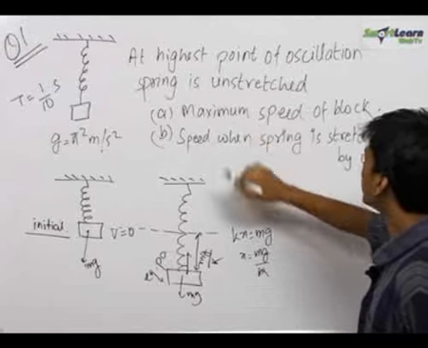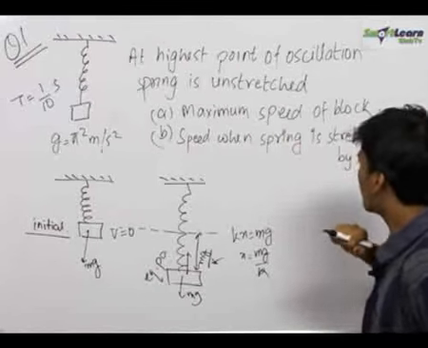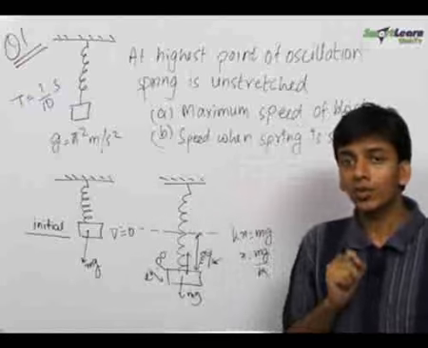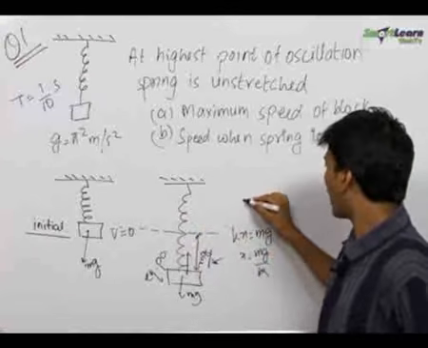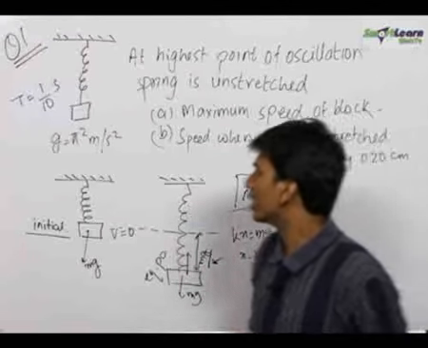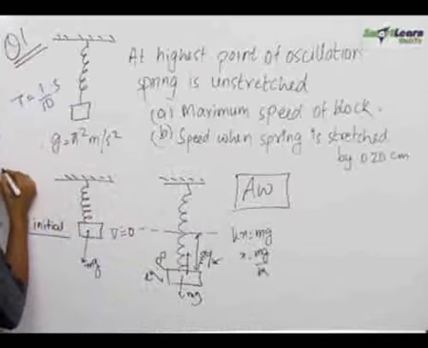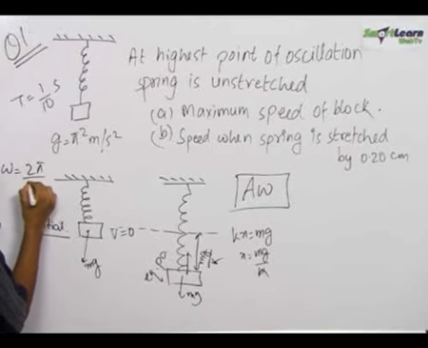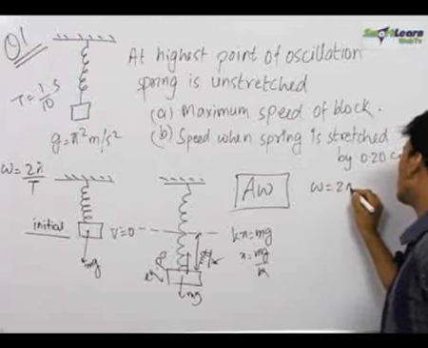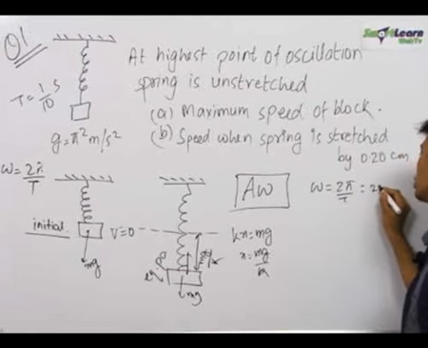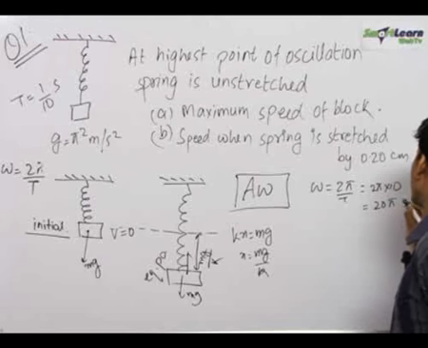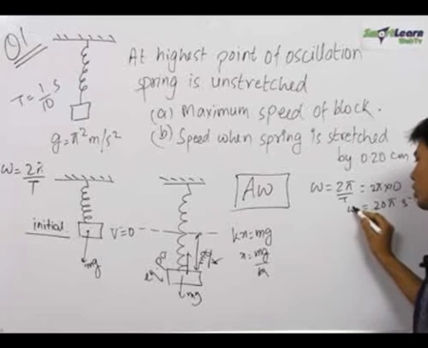We need to find out the maximum speed of the block. Now we already know the maximum speed of the block comes at the equilibrium position, and whose magnitude is equal to a into omega. We already know the value of t. Omega is equal to 2 pi by t. Let me write it here. Omega is equal to 2 pi by t is equal to 2 pi into 10 is equal to 20 pi second inverse. So we know the value of omega.